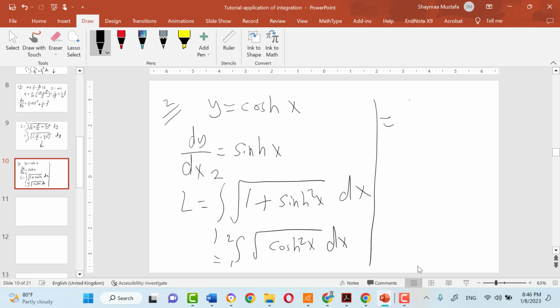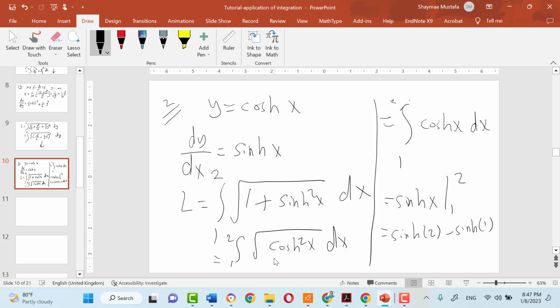And this one will be the integral from 1 until 2 of cos x dx. The integration of cos x is sine x, from 1 until 2. So sine 2 minus sine 1. Maybe this is not equal to 3 over 4, but never mind, this is the answer. Maybe there's a mistake here. Okay.